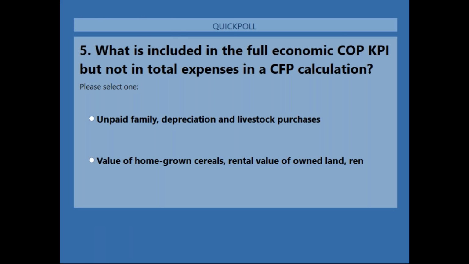Question 5. What is included in the full economic cost of production KPI, which isn't included in the total expenses of a comparable farm profit calculation? This might be a little trickier one. So what is included in full economic cost of production, but not included in calculating comparable farm profit? Unpaid family labour, depreciation, and livestock purchase, or value of homegrown cereals, rental value of owned land.